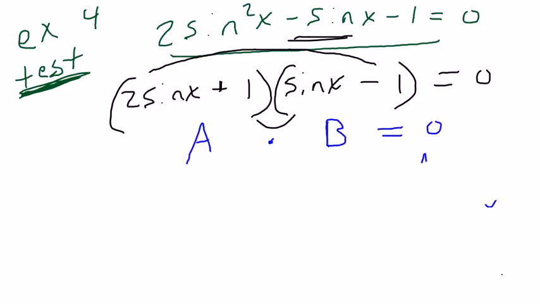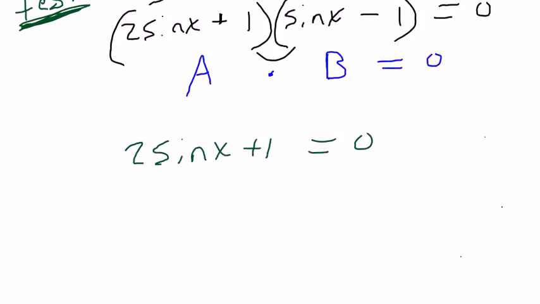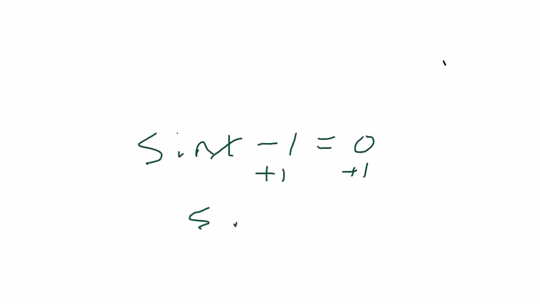Okay, so if we go further, this means that either 2 sine of x plus 1 equals 0, or, I'll go down here, sine of x minus 1 equals 0. This one's a little bit easier to figure out. I just need to add 1 to both sides. If I do that, I get sine of x equals 1.